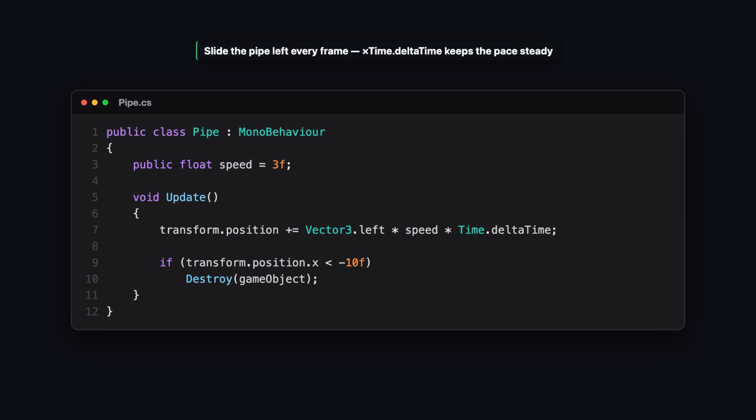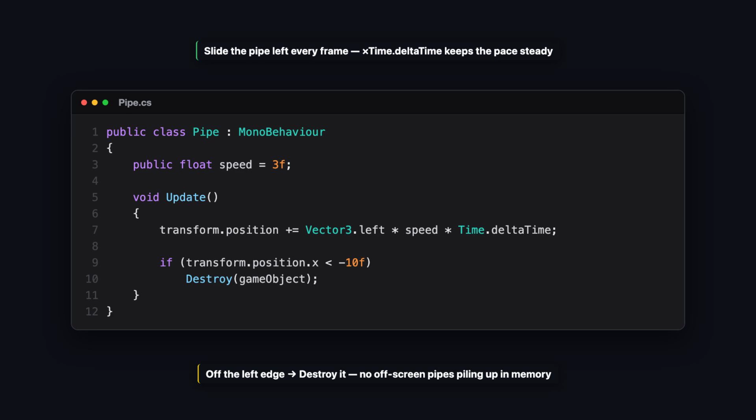Small habit, big difference. Now the magic step. Drag the finished pipe from the scene down into your project folder. That creates the prefab, a saved blueprint of the pipe. Delete the copy in the scene. From now on we spawn pipes from that prefab in code.